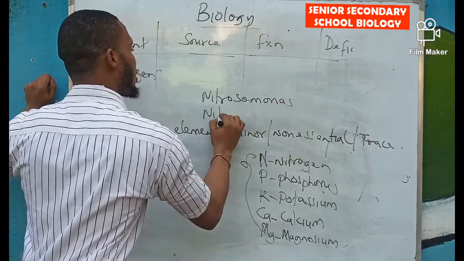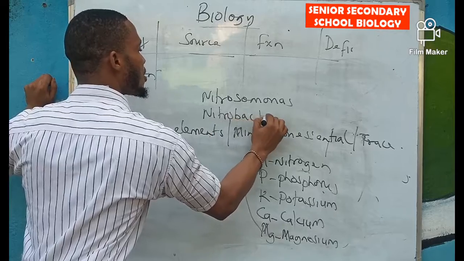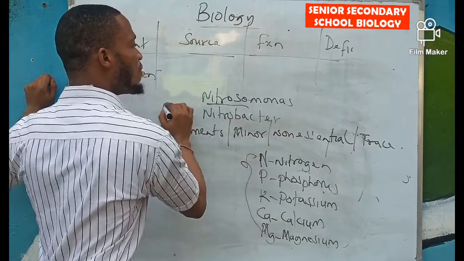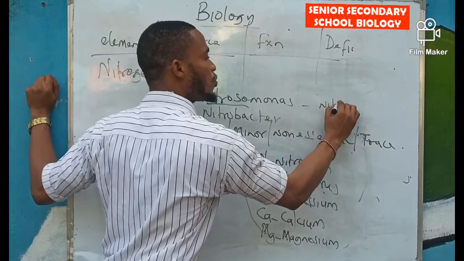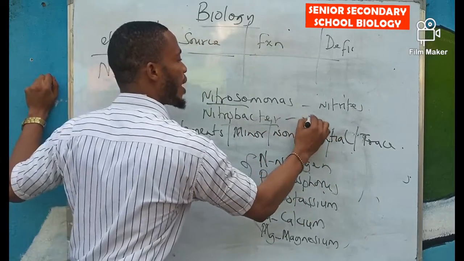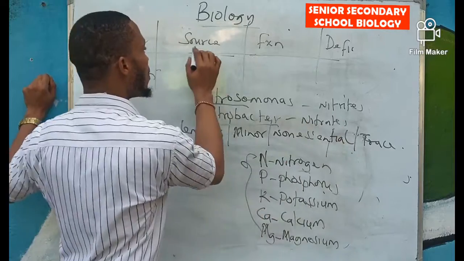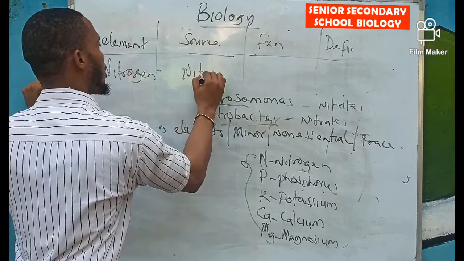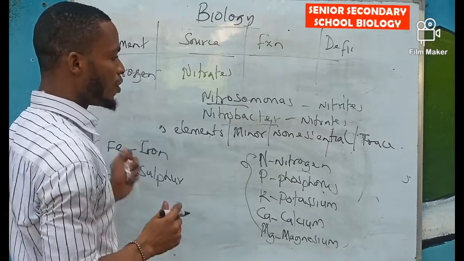The nitrobacter. Now, once this nitrogen enters the soil, the nitrosomonas will convert it to nitrites. But still, plants cannot use nitrites. So this one will now convert the nitrites to what? Nitrates. So that means the usable form of this one is what? Your nitrates. Exactly.